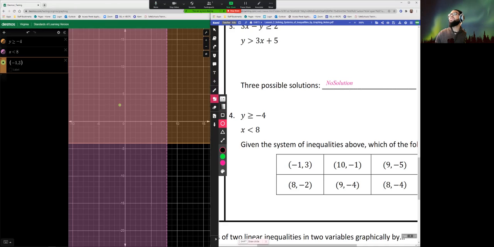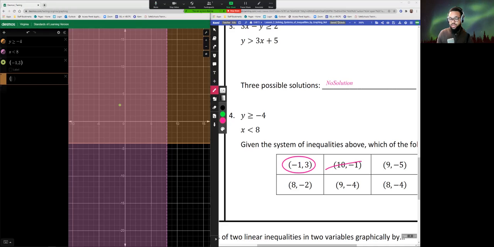Put circles around the ones that are solutions and maybe draw a line through things that aren't solutions. So if that's not a solution, draw a line through it. Let's actually check that one to see if it is. 10, comma, negative 1. This falls in the shaded region of one of our inequalities, but not in the shaded region of both of them. So this one is not a solution, okay?